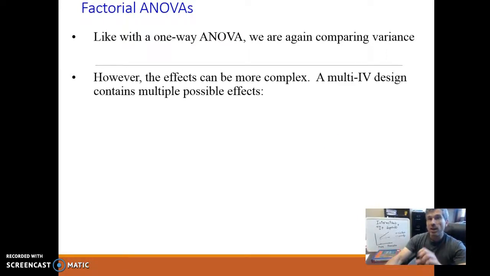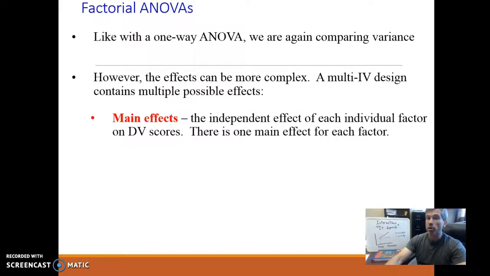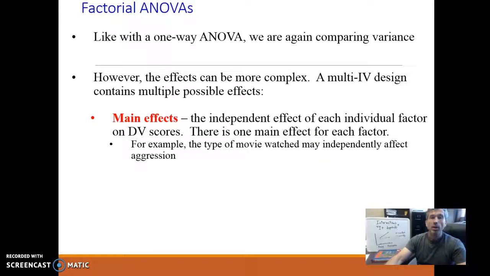So again, a design with multiple factors has multiple possible effects. Here's what we test for. We test first for what are called main effects. The main effect is the isolated independent effect of each individual factor on our DV scores. There's one possible main effect for each factor. There's an F ratio for each main effect. It may or may not be significant, but it works the same way as the F ratios in our one-way ANOVA. So, for example, let's take our study design where we manipulated what movie people watch and we manipulated whether they were provoked or not, 2 separate IVs.